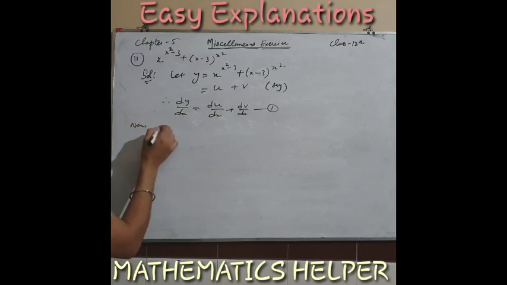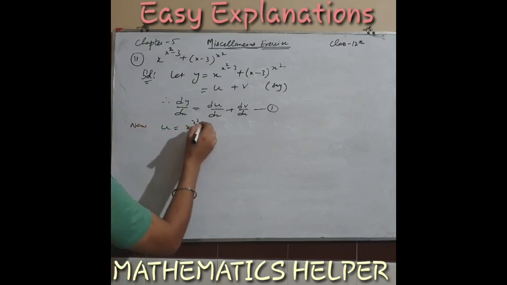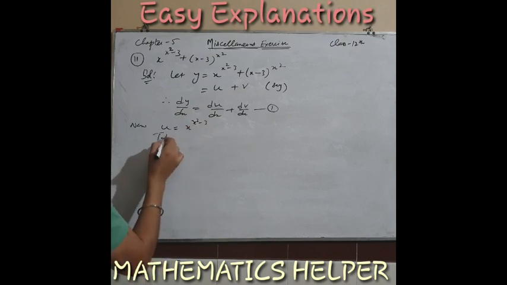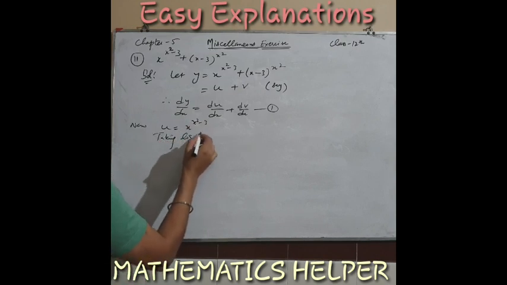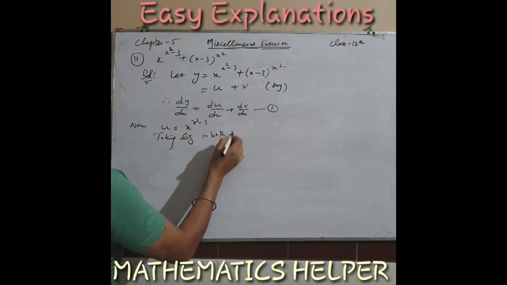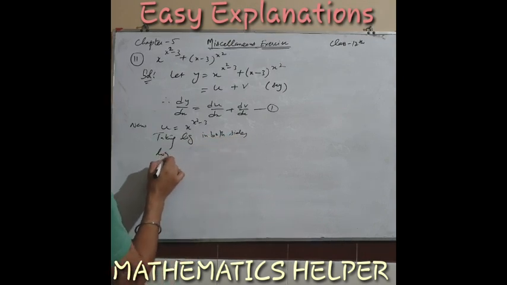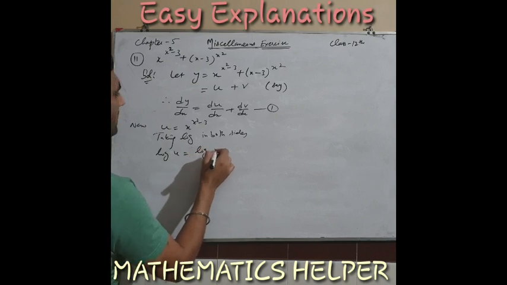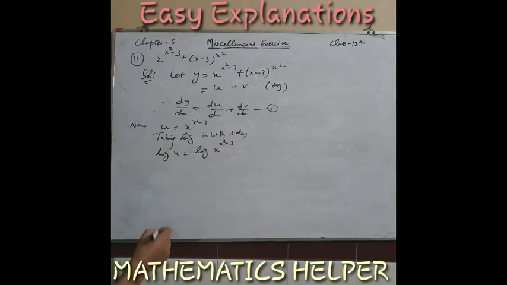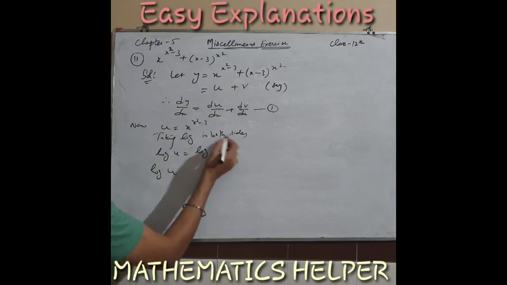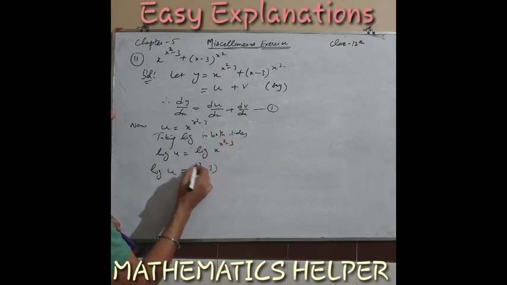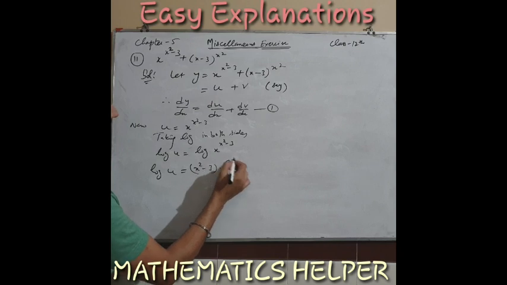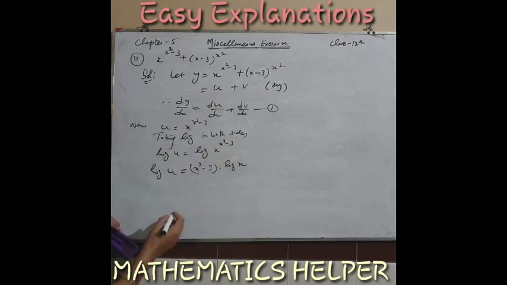Now you have u equal to x raised to power x square minus 3. Taking log, same work. So we are writing log on both sides. It will be log of u equal to log of this whole x raised to power x square minus 3. Because of the property of log, this power will come in front: x square minus 3 into log of this inner value whose power was given, that is x. So there are two parts, 1 and 2. We will use the product rule to find the derivative. So I am writing, differentiating with respect to x.